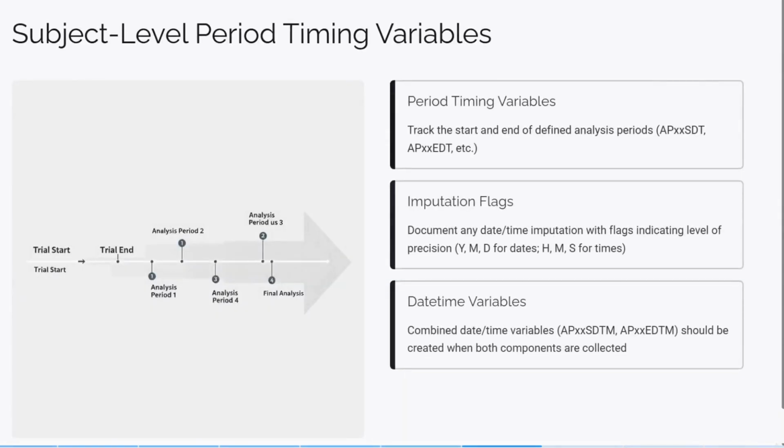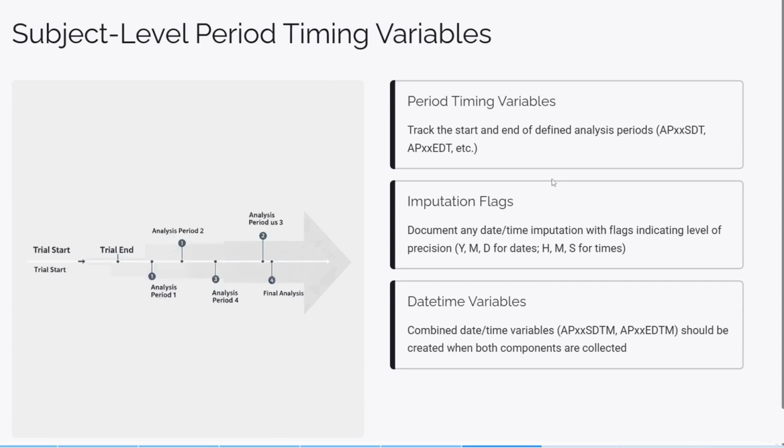Okay, next we continue with subject-level period timing analysis. Here we have period timing variables to track the start and end of defined analysis periods: AP01SDT, AP01EDT. These are the analysis periods. Each period can have its own timing variables in ADSL, covering the first date or time of exposure for the treatment periods that have been defined in your study design.